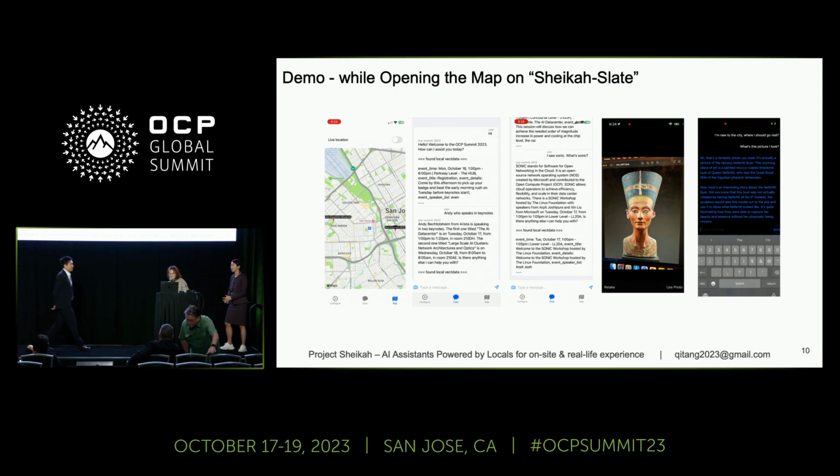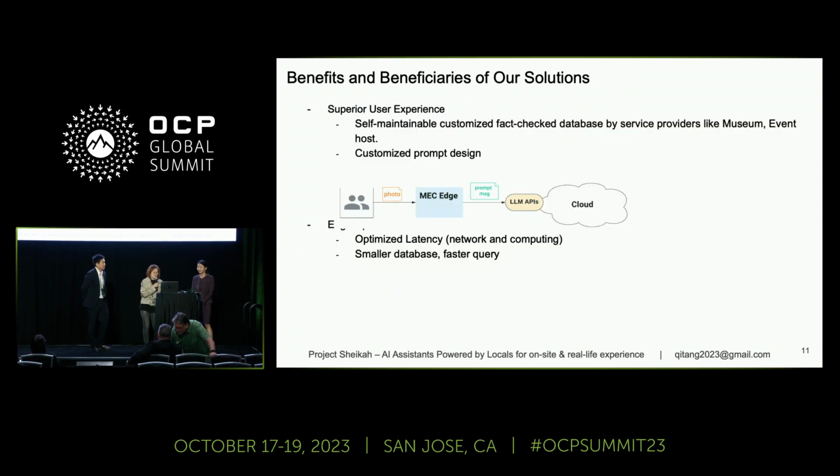Okay, thanks, Yi. Let me summarize the benefits of our solution. Three takeaways. First is the super user experience. As we can see, since we have a localized database provided by service providers like the museum and event host, we can gain a lot of local context.